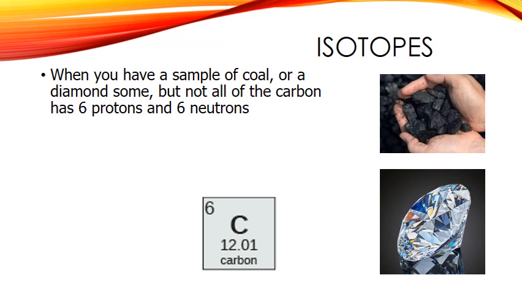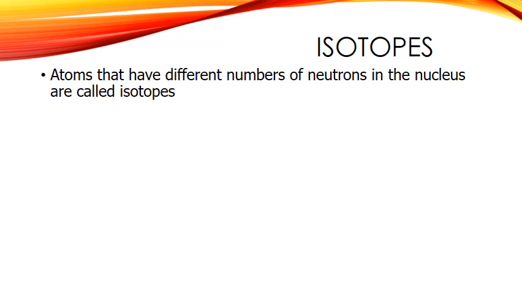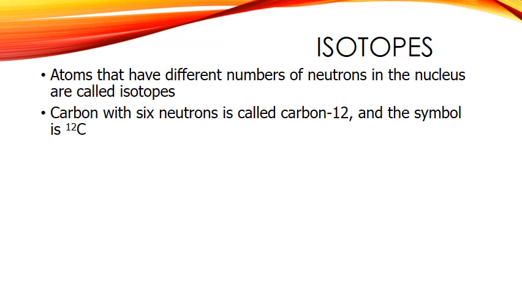Well, it turns out that if you have a sample of any element, let's take carbon, it could be coal, it could be a diamond, not all of the carbon atoms in that sample have exactly 6 neutrons. They all have 6 protons, or else it wouldn't be carbon, but some of the atoms will have 7 neutrons, some will even have 8. The atoms that have different numbers of neutrons in the nucleus are called isotopes. They have the same number of protons, otherwise they would be a different element. But if it's the same element with a different number of neutrons, those are isotopes.